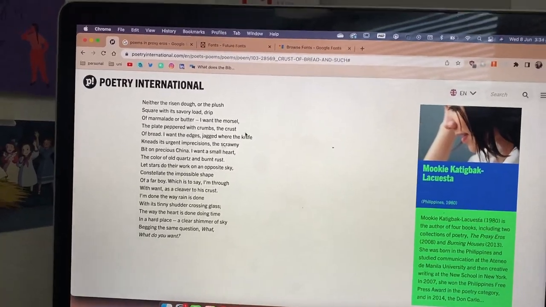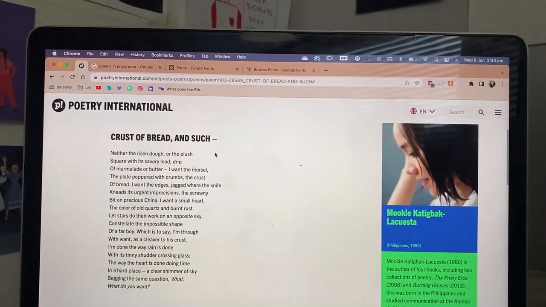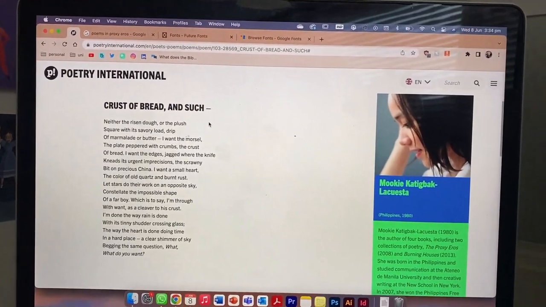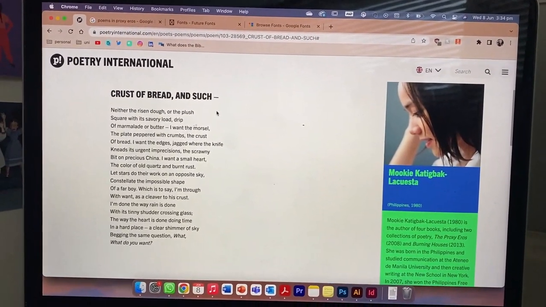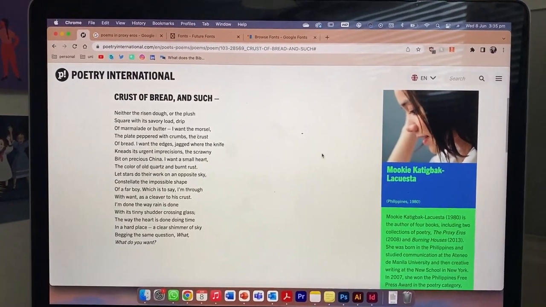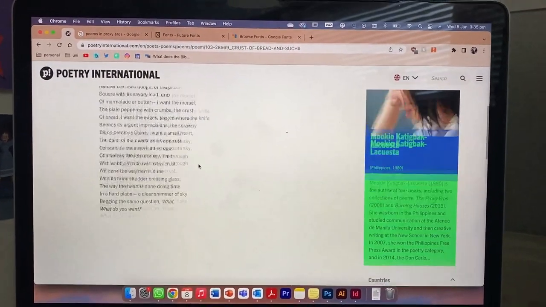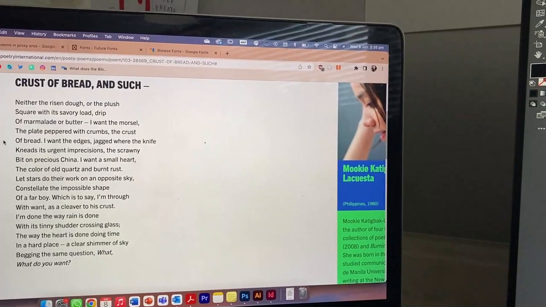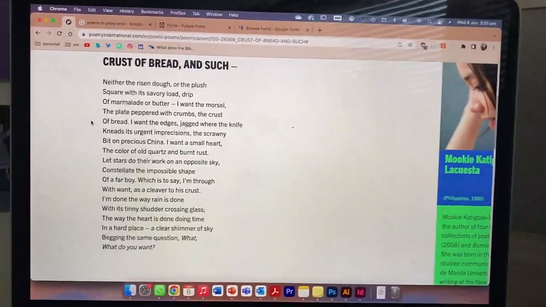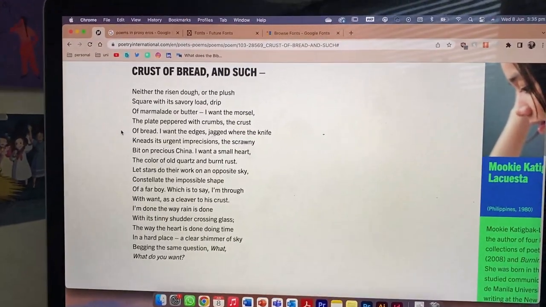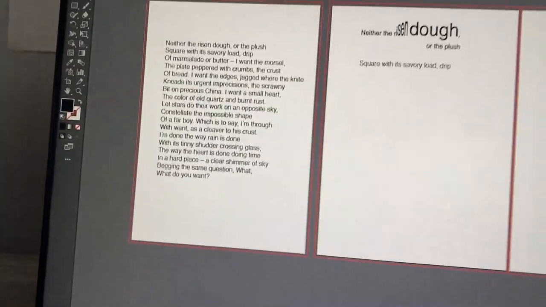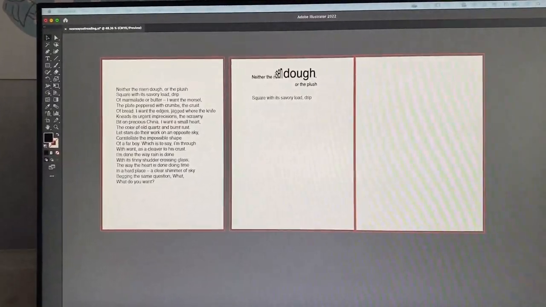I chose the poem called Crust of Bread and Such by Muki Katigbak Lacuesta, who is a Filipino poet and an author as well. She mentioned that it was originally supposed to be a poem about love, but it turned into an anti-love one. And this is what I have now going on so far.